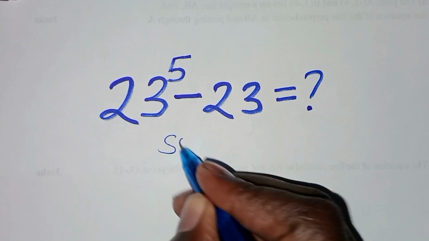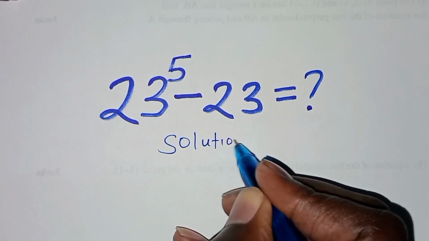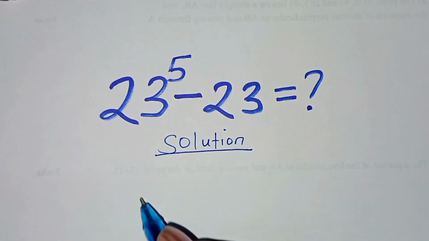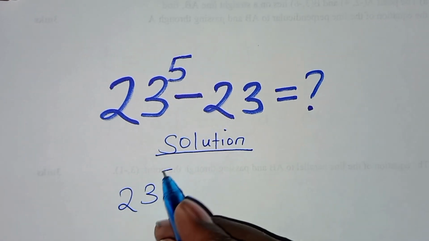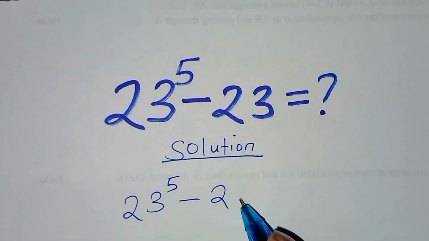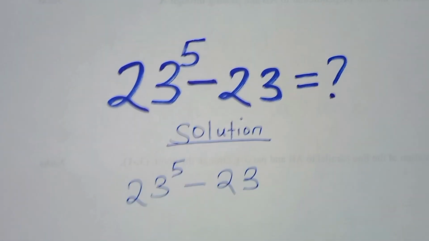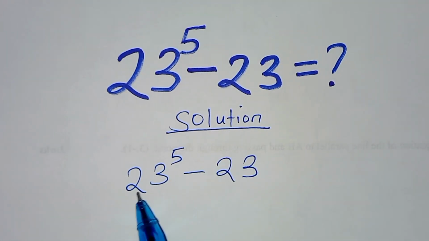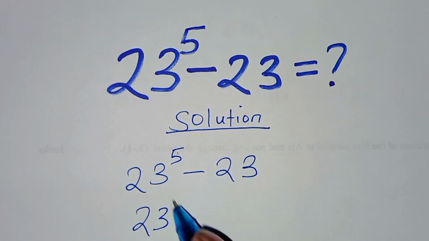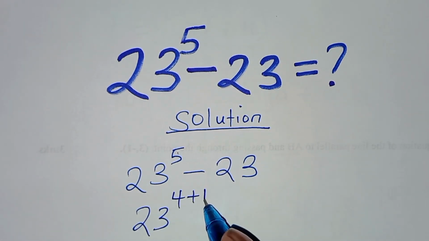Solution from here. We have 23 to power 5, subtract 23. So the first step here, we can express 23 to power 5 as 23 to power 4 plus 1, subtract 23.